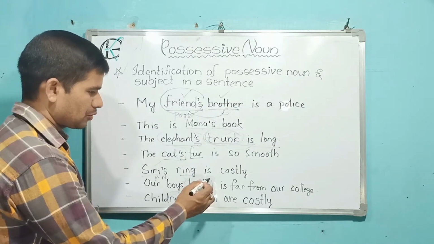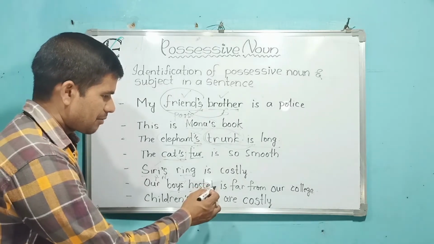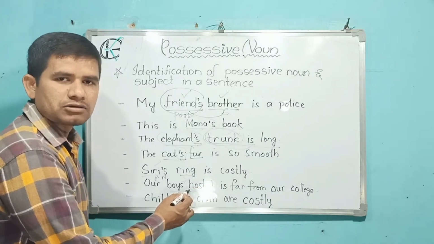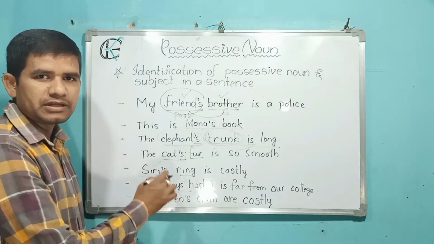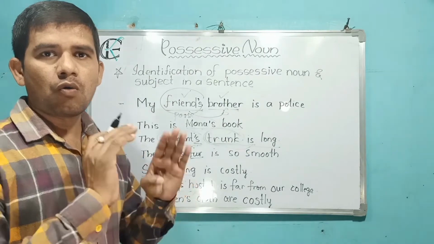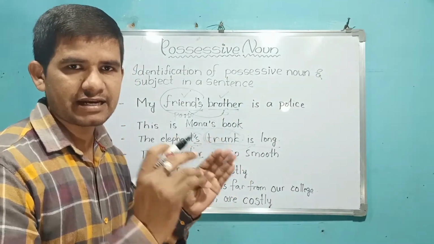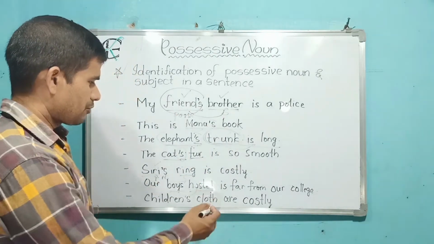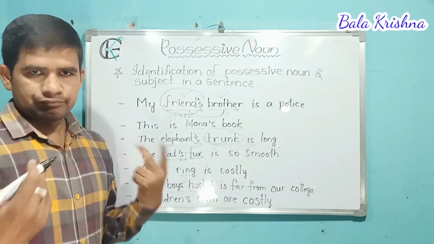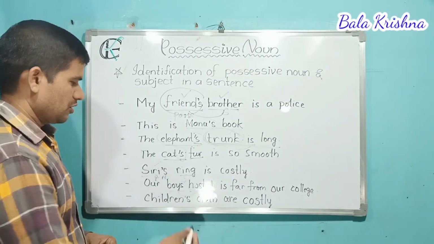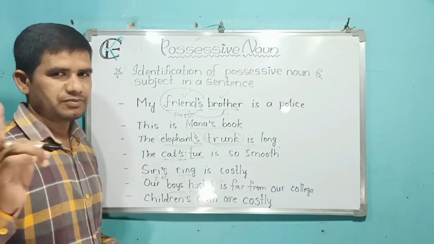Here we are describing about what? A hostel, isn't it? Here I am describing about a hostel. That hostel belongs to who? Boys. It means that the hostel belongs to only boys. There are a number of boys who are residing in the hostel, so we can say the boys' hostel. The boys' hostel is very far from college. Yes? So here boys' is a possessive noun and hostel is the subject.